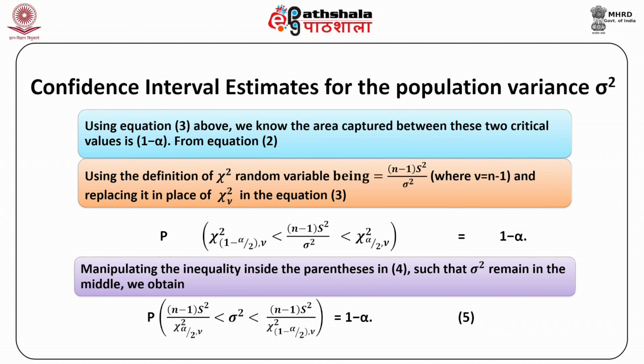Now manipulating this inequality inside the parenthesis in 4 such that sigma square remains in the middle, we obtain probability P of sigma square greater than n minus 1 s square upon chi-square alpha by 2 nu and less than n minus 1 s square divided by chi-square 1 minus alpha by 2 nu. And this probability is equal to 1 minus alpha. This is our equation 5.